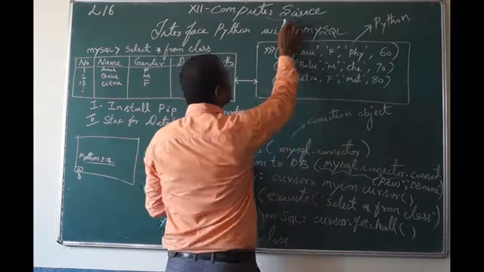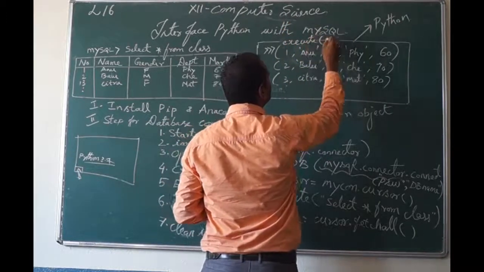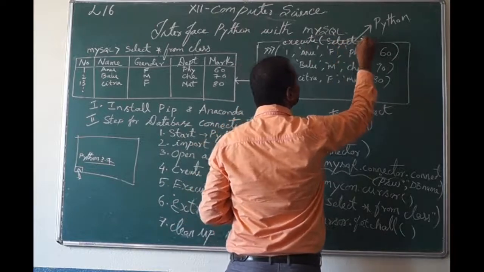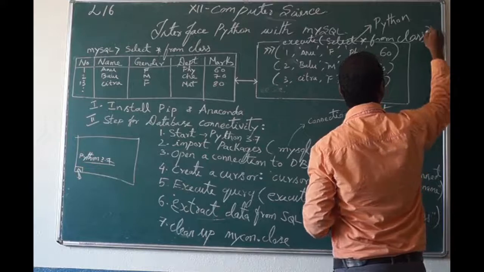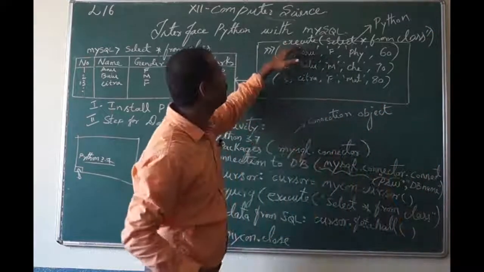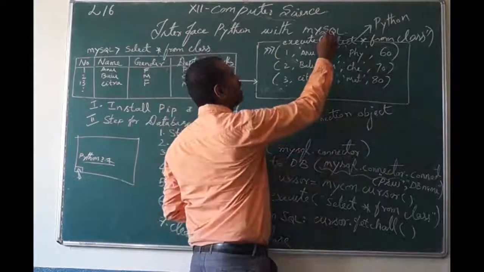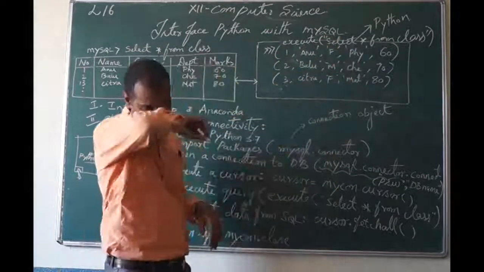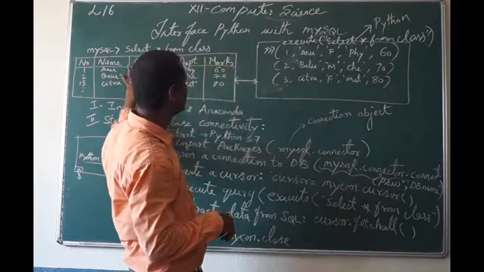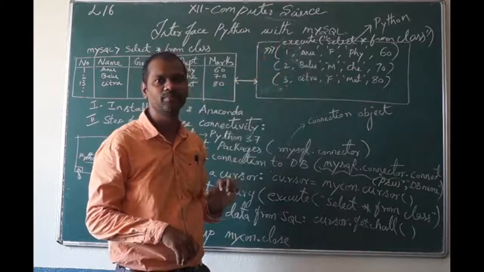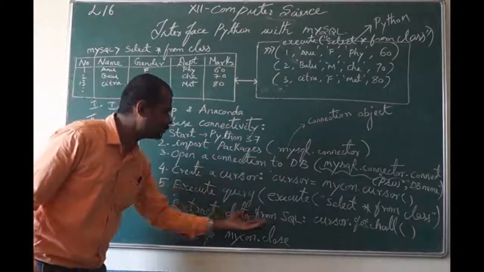Sorry, before. Here, execute select star from class, in double quotes. So the first line you have to write is execute select star from class. If you type this and press enter, then after some coding, you can fetch this data and keep it here.